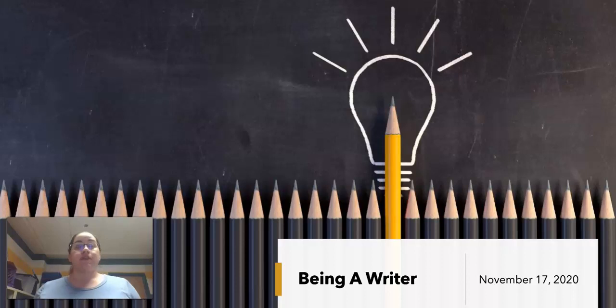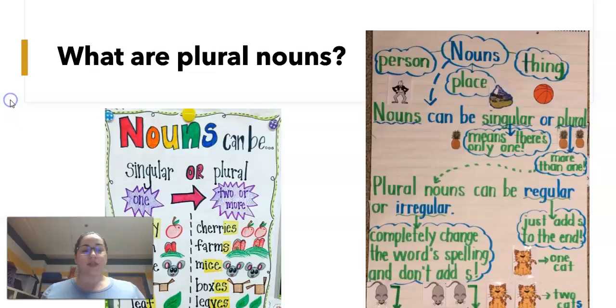We are November 17, 2020, and today, boys and girls, we're going to be working on regular and irregular plural nouns. Yesterday we did singular nouns. Today we're going to focus on working on plural nouns. I'm excited for this because plural nouns are very unique, and let me show you the anchor charts that we went over yesterday so that you can see how nouns can be very unique.